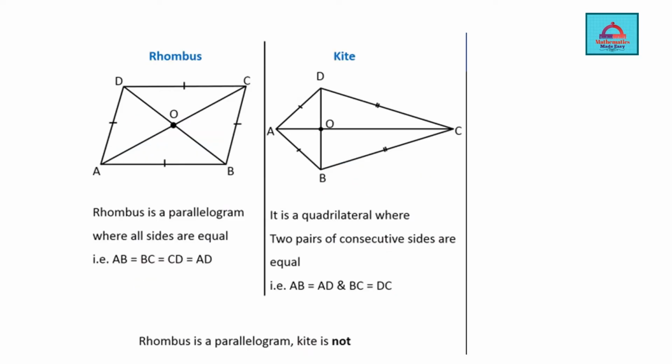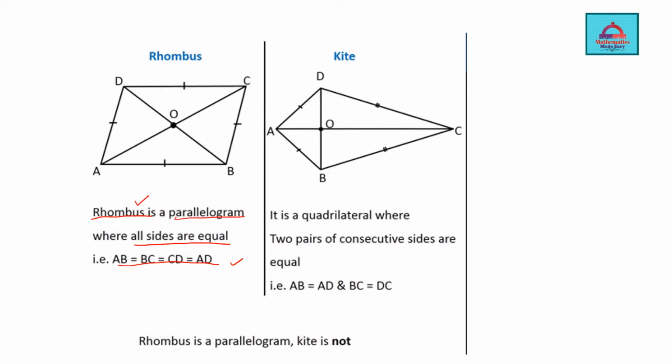We can say rhombus is like a parallelogram. If you take a parallelogram and make all sides equal, what you get is a rhombus. It's a parallelogram where all sides are equal. So AB, BC, CD and DA all are equal. Okay, so that's a rhombus for you. All the properties of parallelogram are going to be true for a rhombus also.